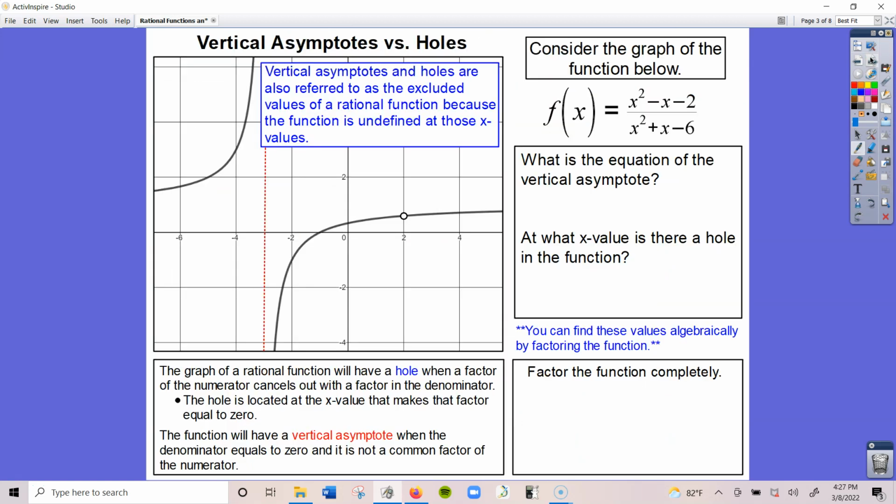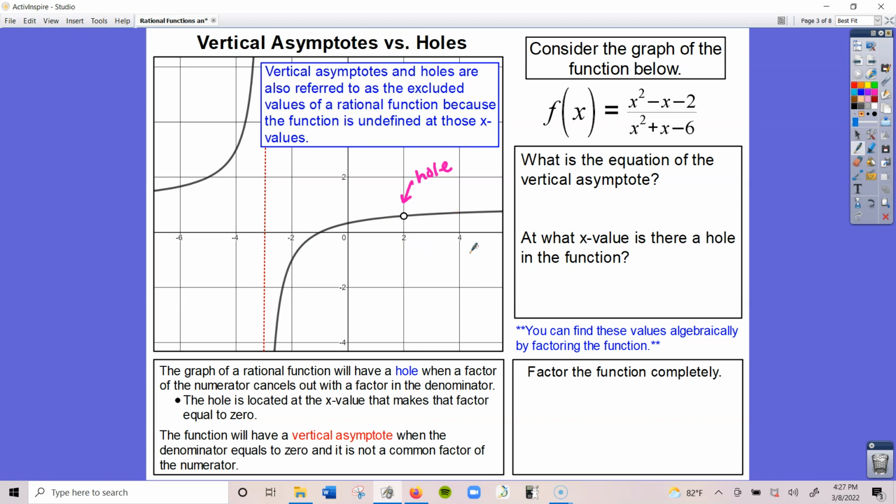So now, how are we going to find these vertical asymptotes, and what is a hole? You can see here on this graph, we have a vertical asymptote at x is equal to negative 3. And then we have this empty little dot here. That's called a hole, and it's called a hole because there's nothing there. So that's also a break in continuity, and another excluded value. So how am I going to get these?